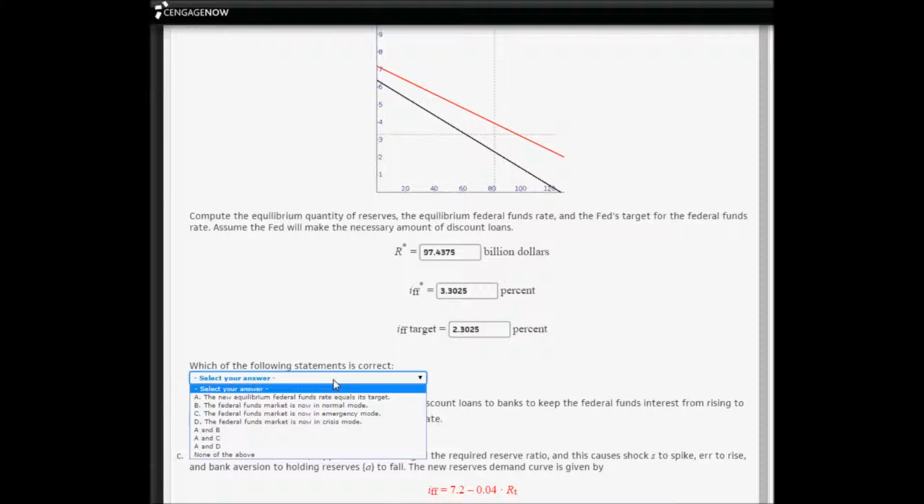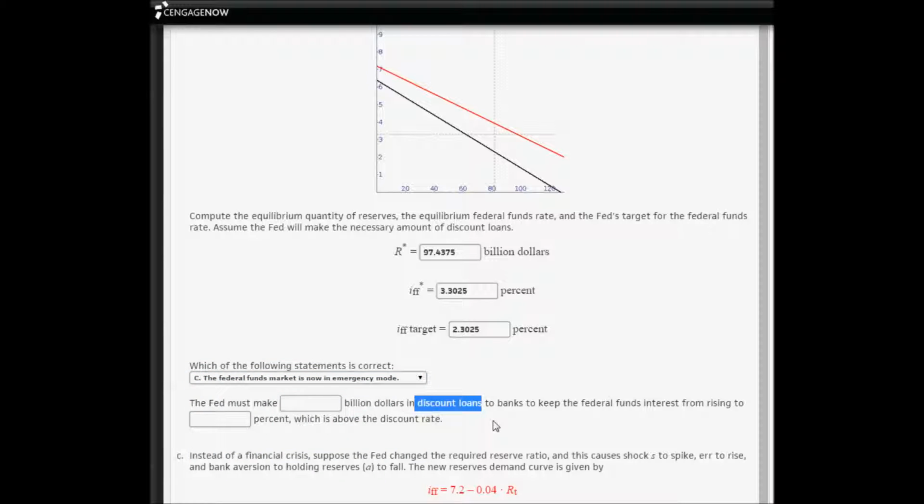The new equilibrium federal funds rate equals its target. No. The federal funds rate market is now in normal mode. That is not correct. The federal funds market is now in emergency mode. That is not correct. The federal funds market is in crisis mode. That is not correct. So it has to be C.